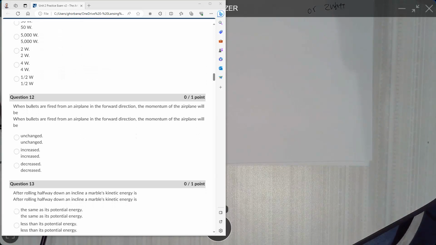When bullets are fired from an airplane in the forward direction, the momentum of the airplane will be unchanged, increase, or decrease. What do you think? If we want to have conservation of momentum, if something is fired from the airplane, which will have a momentum, it means that the momentum of the airplane should decrease, yes? Because when we add these two, the momentum should be conserved. So the best answer is decrease. Make sense?